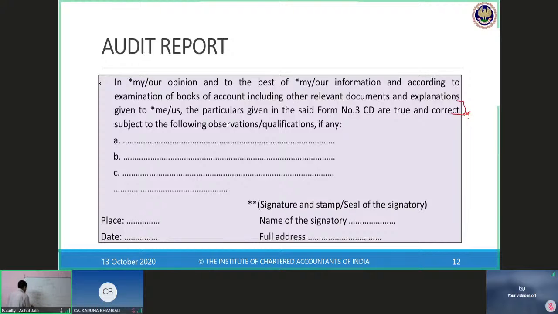Number 4 will be the sign off. Sign off means the signing by the auditor, which could be a partnership firm, which could be a sole proprietor, with his name, address, complete details, the way we have seen in case of statutory audit, and the place and date. Place of signing, date of signing, all of these particulars will come. So easy to understand.